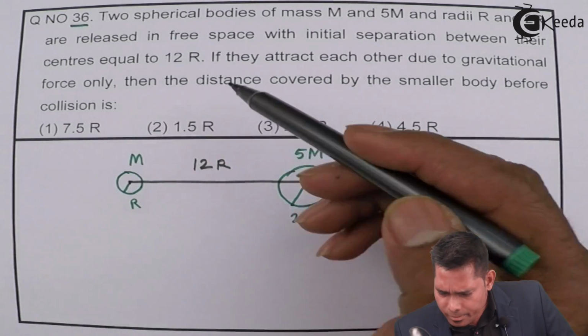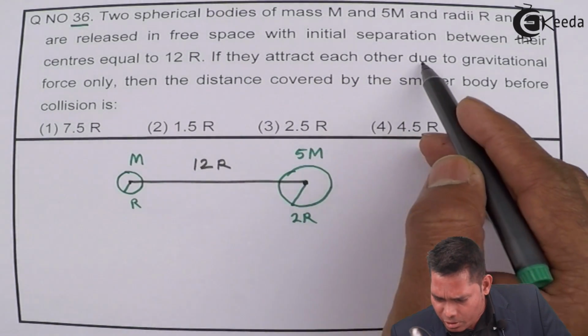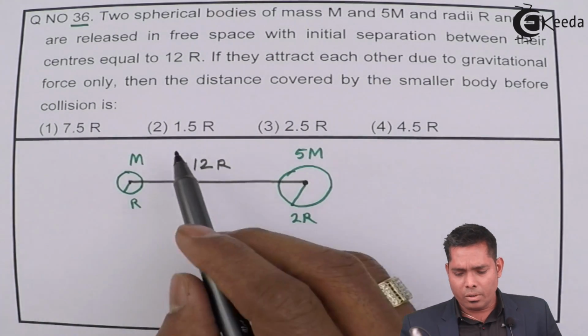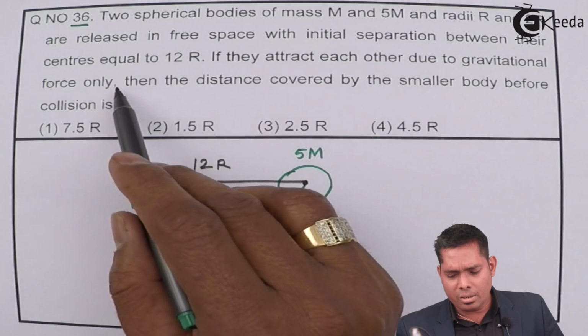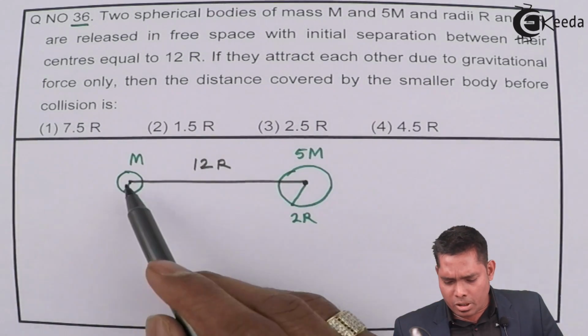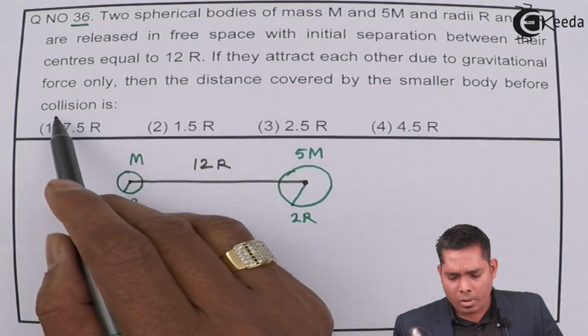It says that if they attract each other due to gravitational force only, obviously that is only gravitational force according to Newton's law of gravitation, then the distance covered by the smaller body, means this one, before collision is.